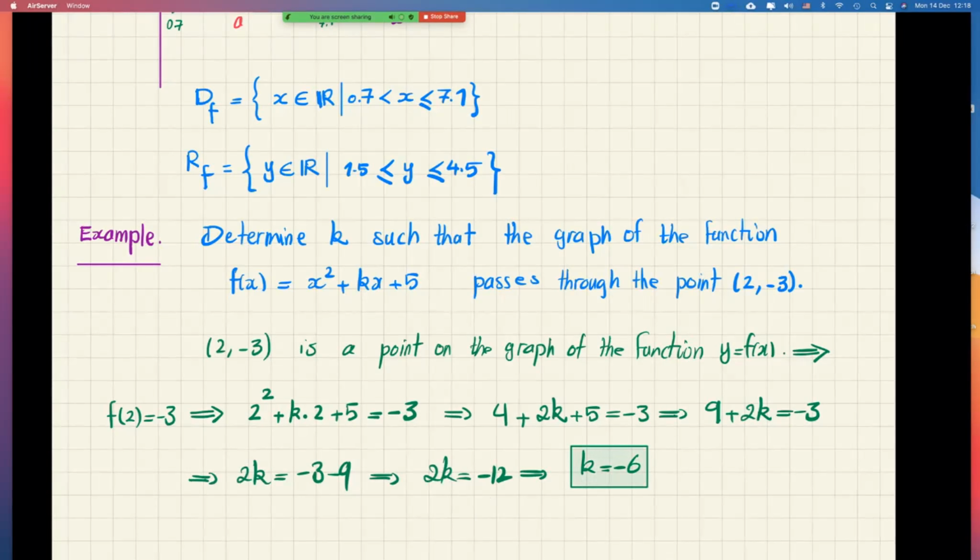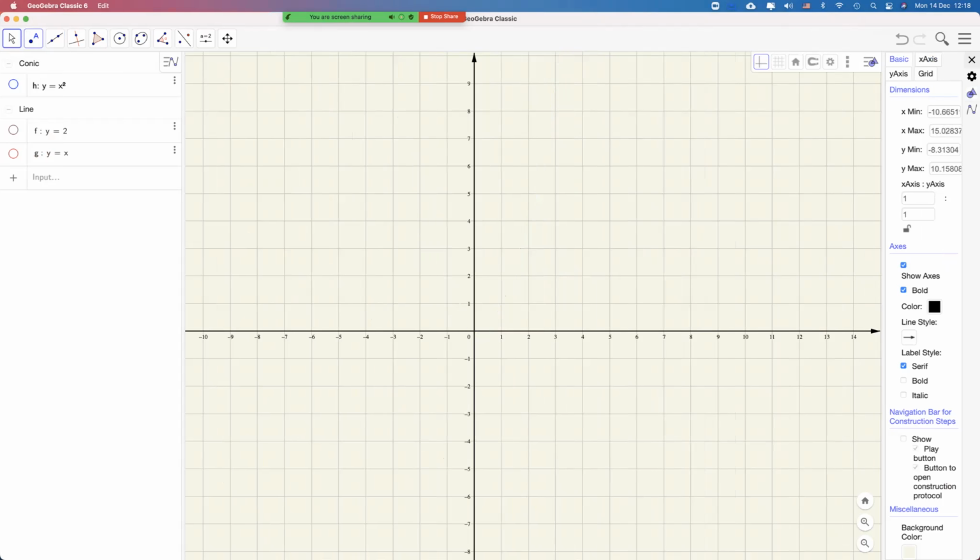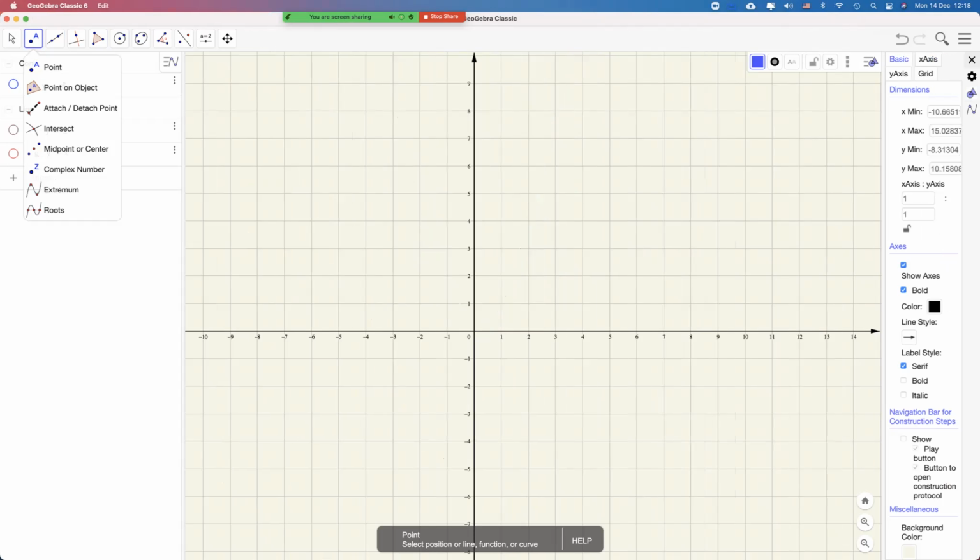Okay, but let me check this with GeoGebra. In GeoGebra, I will try to find this point. Now that I understand that k should be -6, I put -6 here. So I will get the function x squared minus 6x plus 5, and then I will draw the graph of this function. Let's see whether this will work or not. So here I go to GeoGebra. Let me get rid of this. Then I want to have the point with coordinates 2 and -3. So x coordinate 2, y coordinate -3 is here. Let me highlight that point.